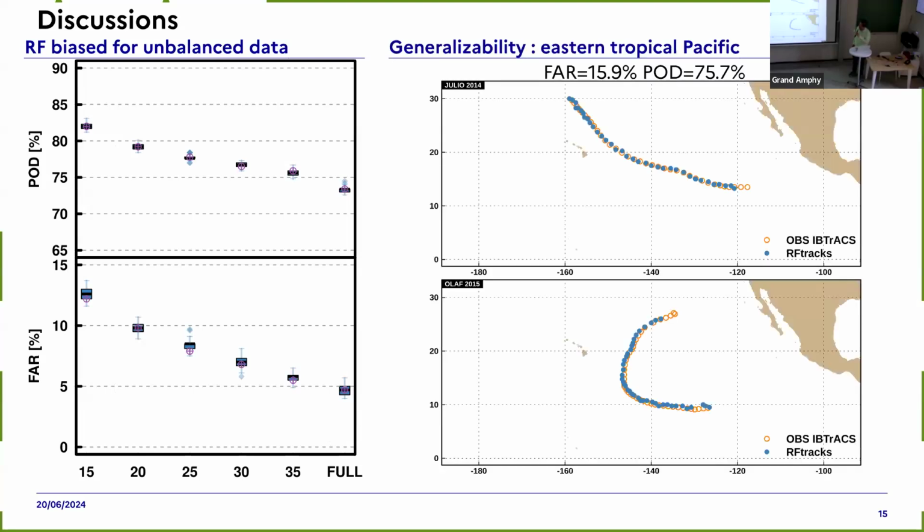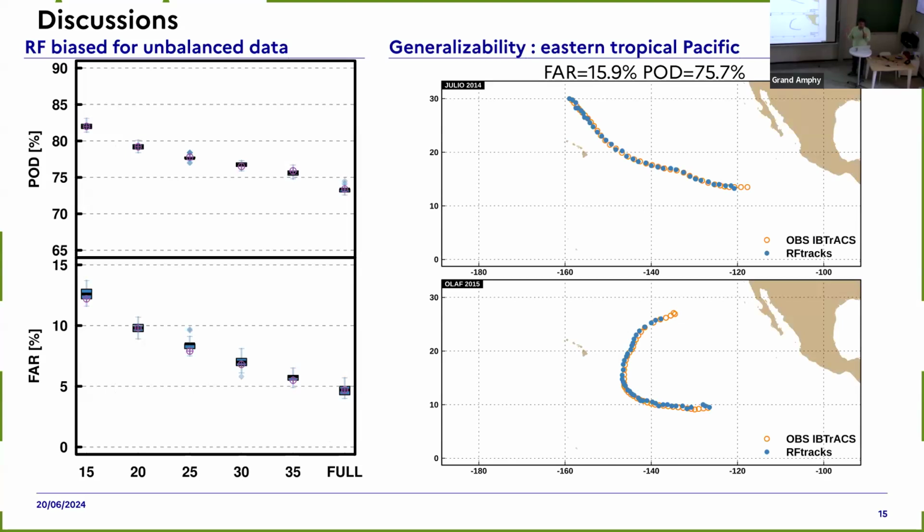And so the idea also is to use that random forest to detect cyclones in the models. This would be the next step. So here I just tried to see how generalizable and scalable it is to another basin.